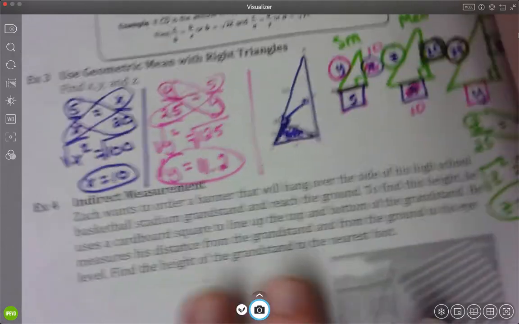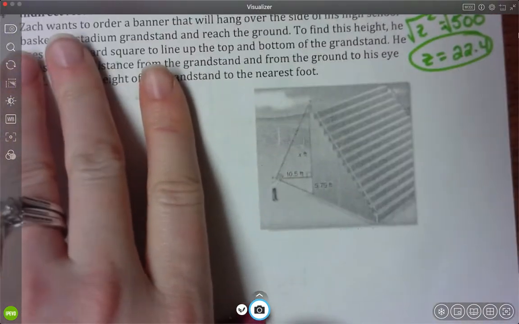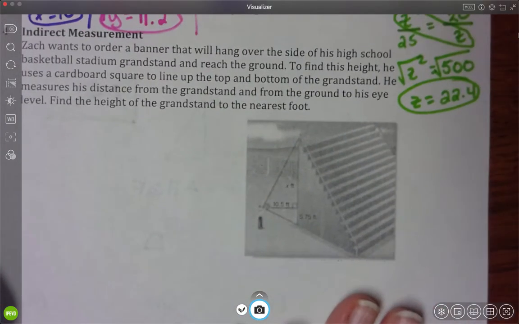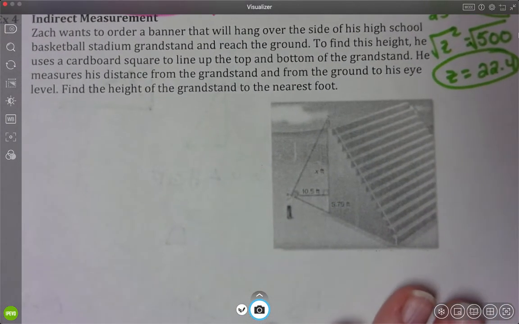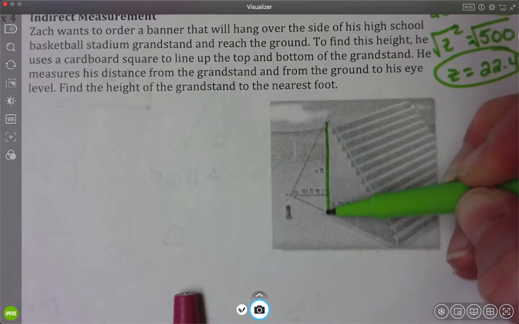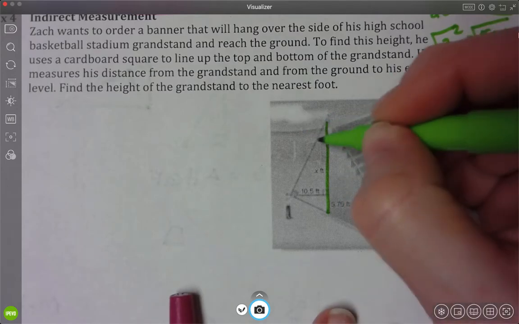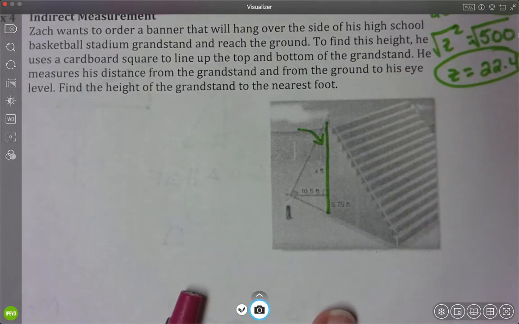All right, last one, almost done. All right, here is a story problem. Zach wants to order a banner that will hang over the side of his high school basketball stadium grandstand. So here's the back side, and then they have the bleachers and stuff here, okay? So he's wanting to hang a banner on this back side, all right?